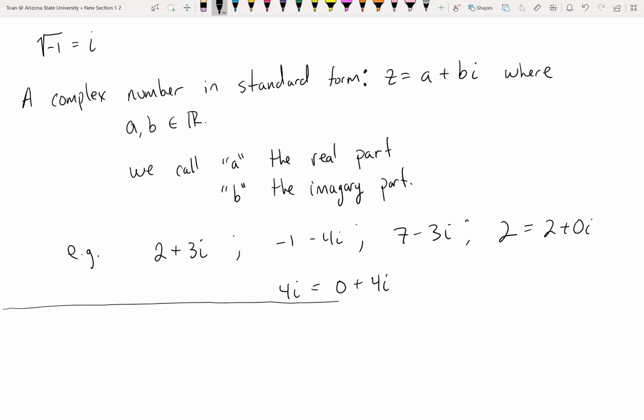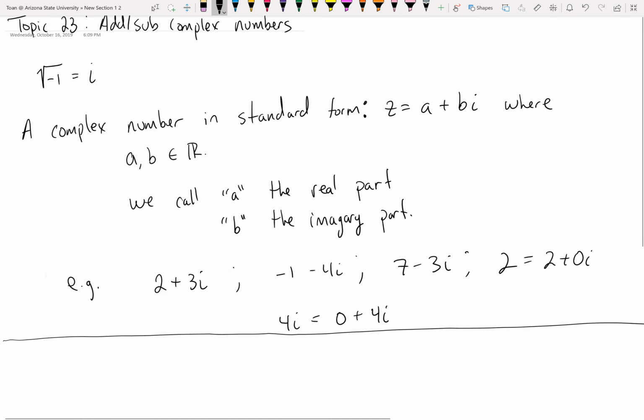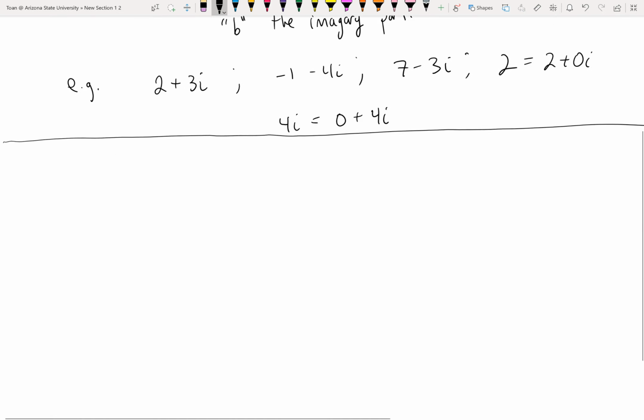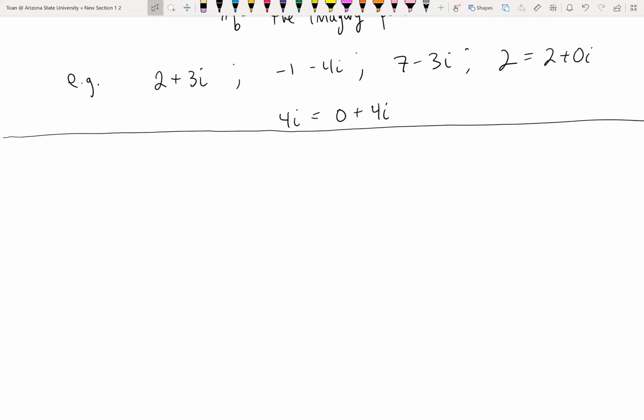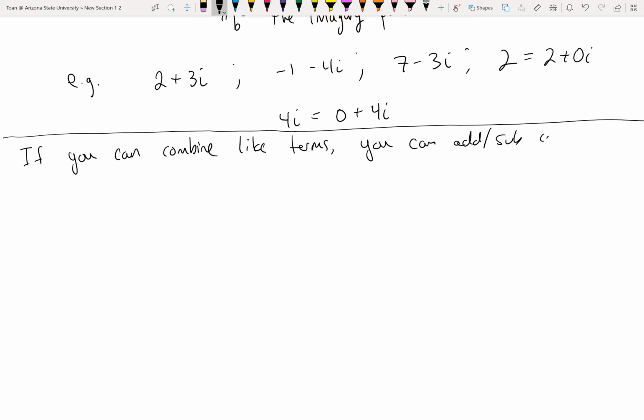Since they are just regular numbers, we can perform arithmetic on them. And topic 23 specifically talks about adding and subtracting. Well, the name of the game is, if you can combine like terms, you can add or subtract complex numbers. Because that's all it is. That's the big secret. Let's do a couple of examples so you guys can get the point.